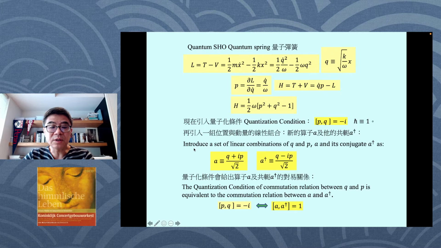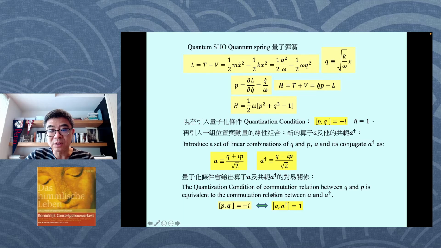Now, to proceed further, I introduce a set of linear combinations of Q and P, which we call A and its complex conjugate, A dagger. A is defined as (Q plus iP) over square root 2. A dagger is defined as (Q minus iP) over square root of 2. And the quantization condition between P and Q will directly give you the commutation relation between A and A dagger.